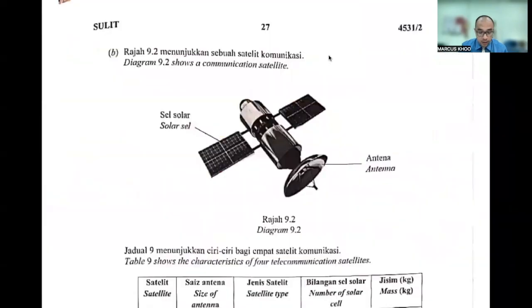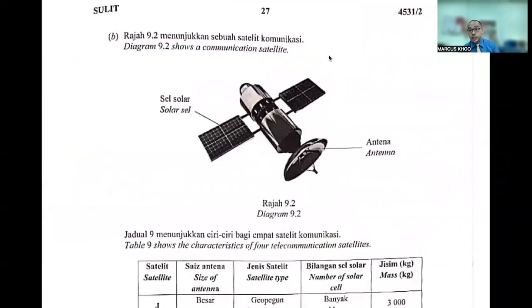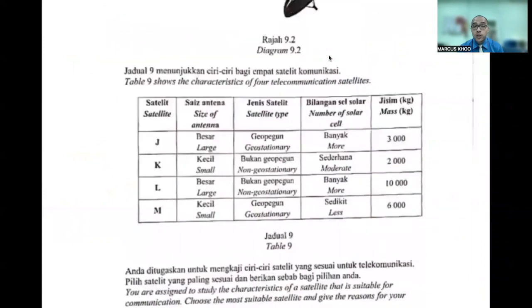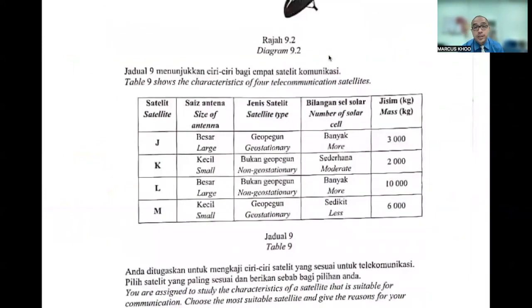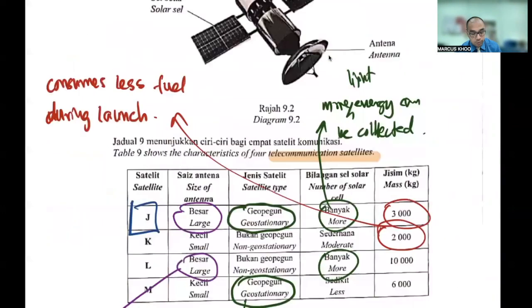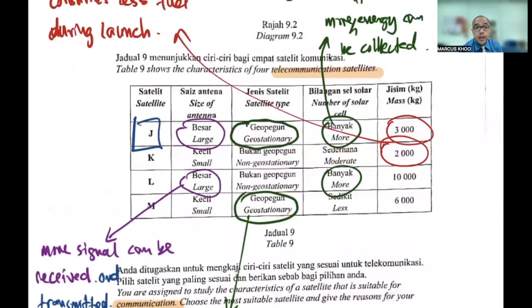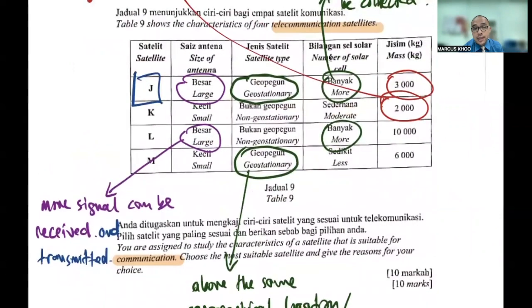Now diagram 9.2 shows a communication satellite. When we talk about a communication satellite, this is pretty standard. We want the size of the antenna to be big. Usually a big antenna is so that you can receive or transmit more signals, and better signal can be received, etc.